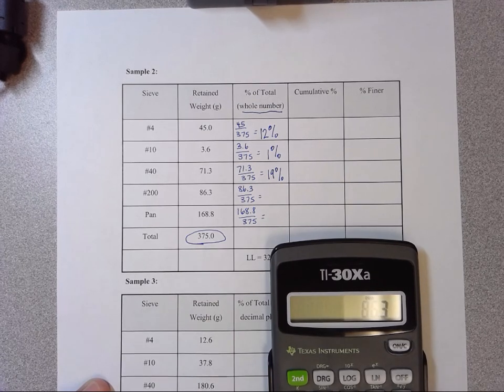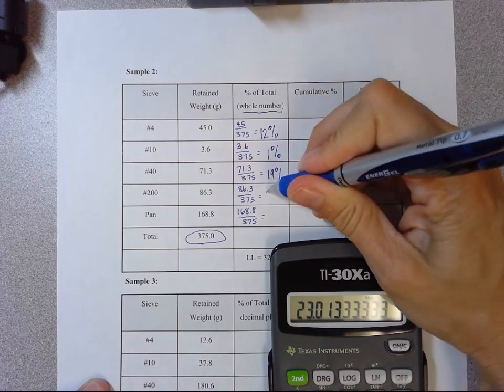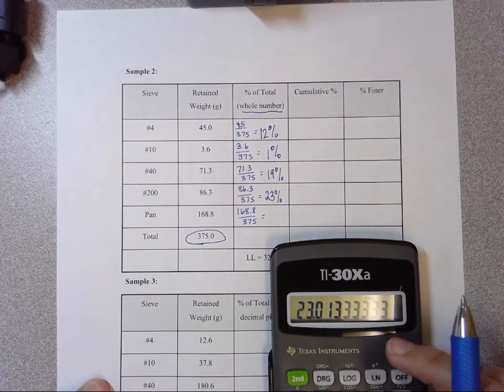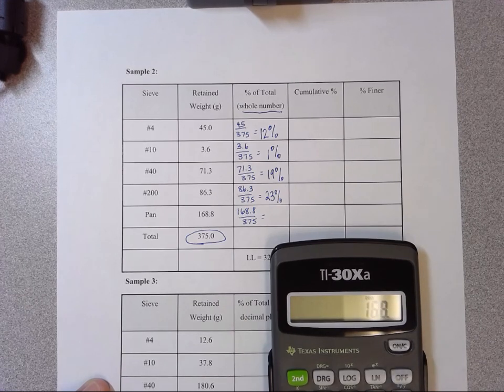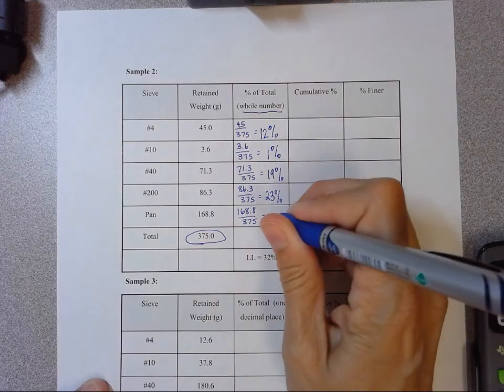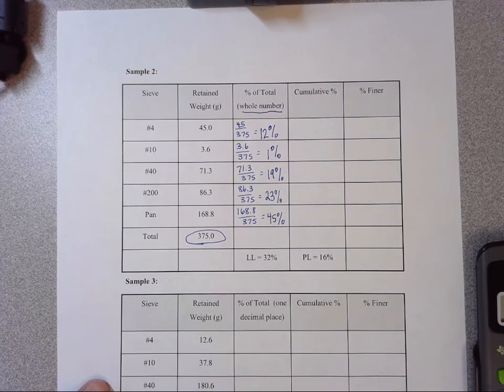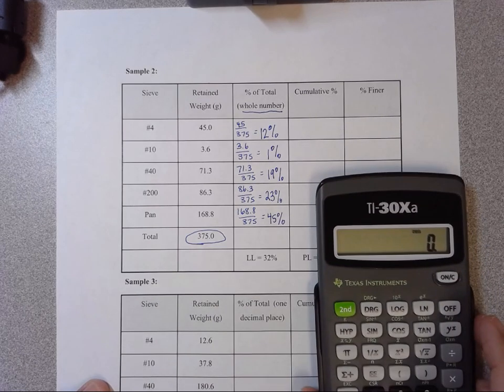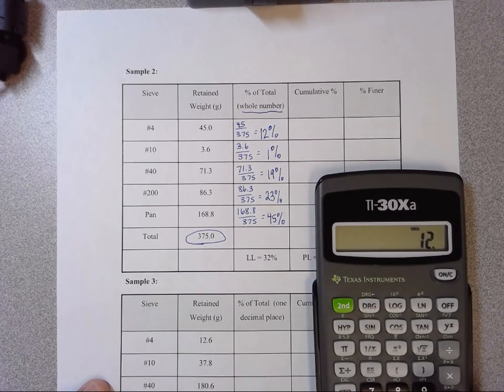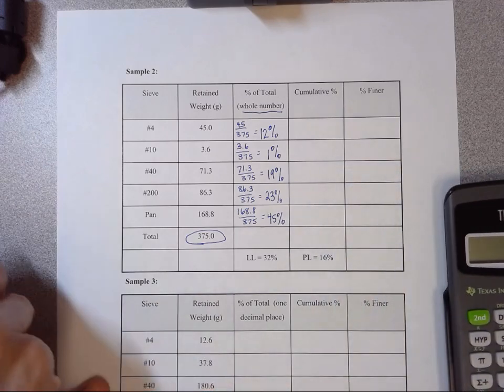86.3 divided by 375, multiply it by 100. I'll call that 23% as a whole number. And last but not least, 168.8 divided by 375 and multiply by 100. That's 45%. Okay, I want to double check this and make sure these all add up to 100, to make sure I don't have any math errors. So I have 12 plus 1 plus 19 plus 23 plus 45. Yeah, those add up to 100%, so I'm good to go.